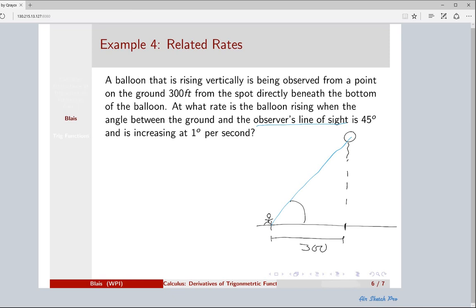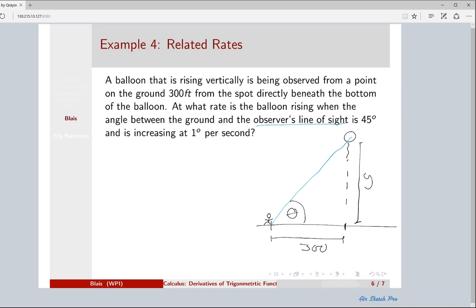Well, first, we need a variable for the height of the balloon. So the balloon is moving, and that's moving up, so it's probably a good idea to call the height just y with our usual calculus conventions. We have an angle, we could call that theta. And let's think about now with these variables, if we have enough to model the situation, model the scenario.